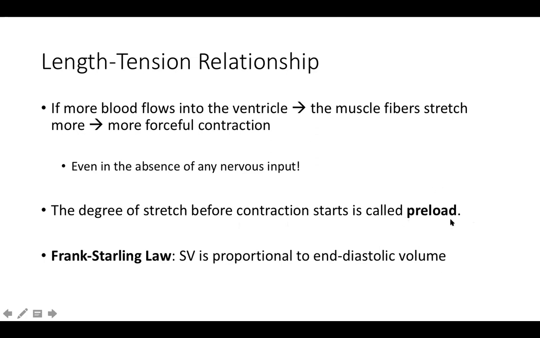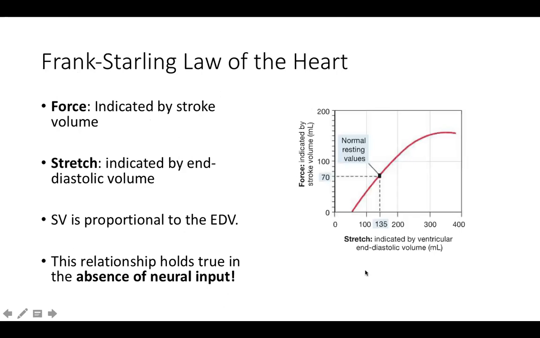And essentially what two researchers discovered, and this is by Frank and Starling, and so it's called the Frank-Starling law, is that the stroke volume, the amount of blood that's pumped out by the ventricle, is proportional to the end diastolic volume. And so what we're doing here is essentially looking at force to stretch.